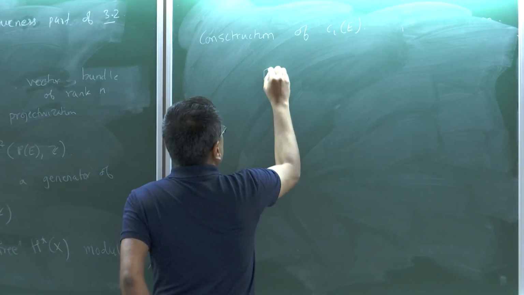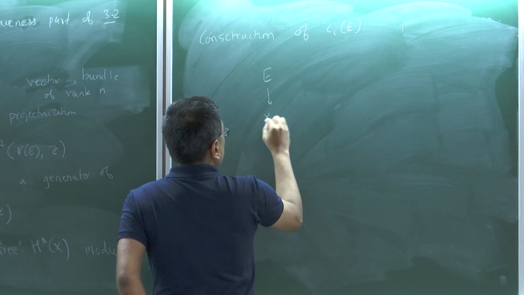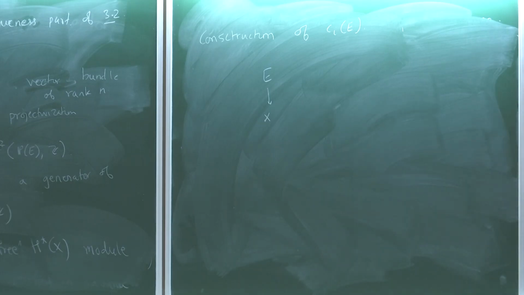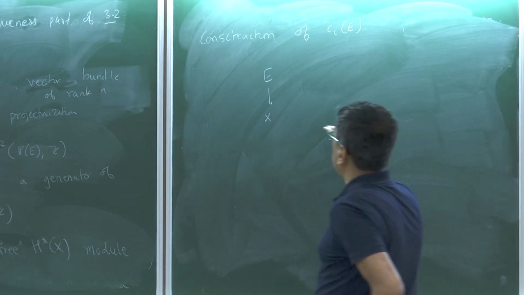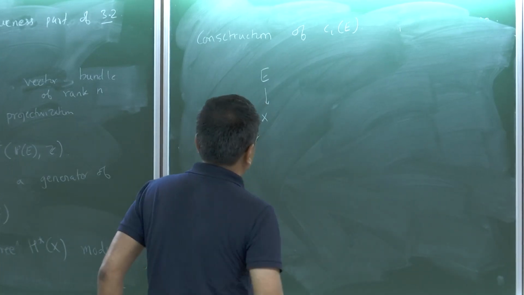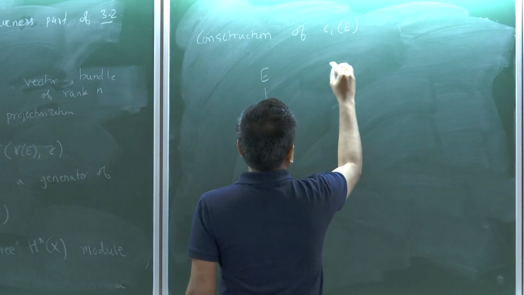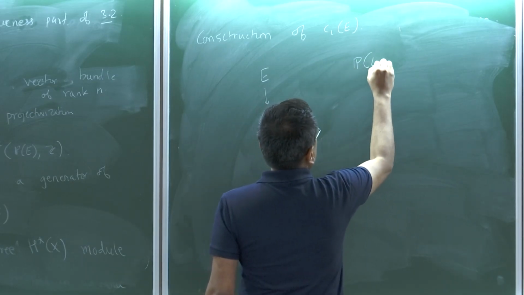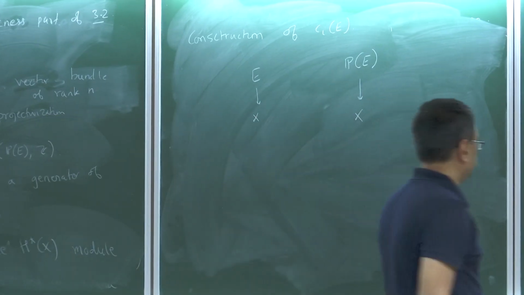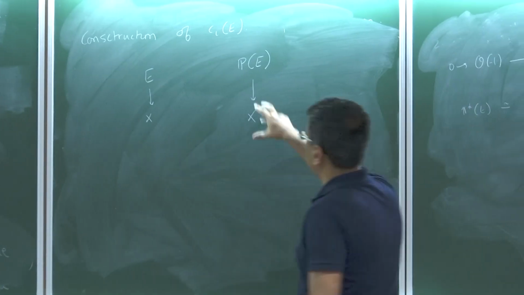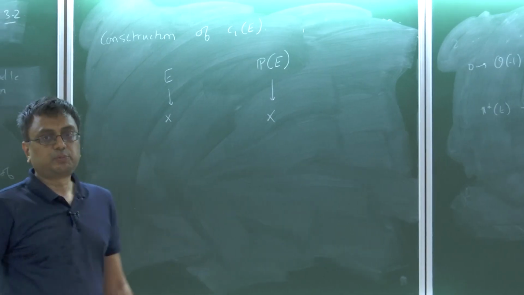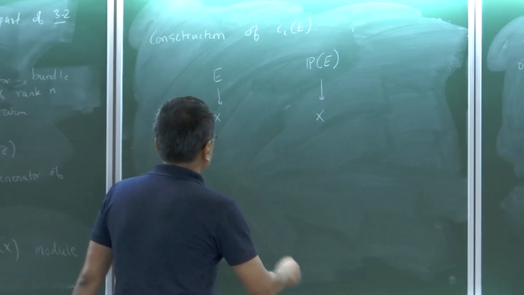So again we start with a vector bundle E over X. We already have defined Chern classes for line bundles. So we can assume that E is of rank greater or equal to 2. So let's look at the projectivization of X. That restriction is actually not really required; even for a line bundle the same thing will work. So let P of E be the projectivization of E.